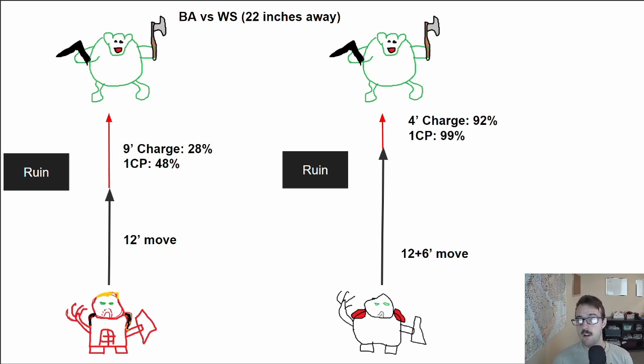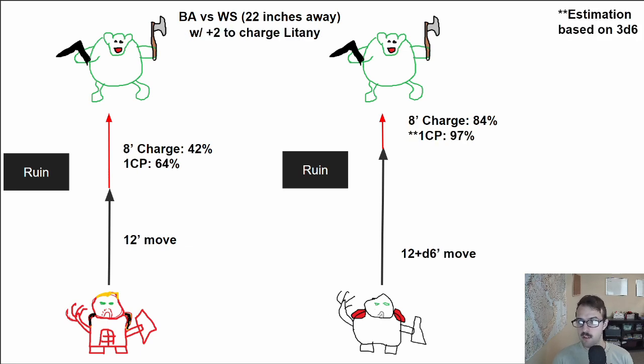But what if the White Scars gets a 6-inch move on their advance? Well, that turns their charge into a 4-inch charge, which is a 92% chance on 2 dice, or a near guarantee with a reroll. This is something that they'd be much more willing to accept, or even trying to charge something beyond the Orc Boys.